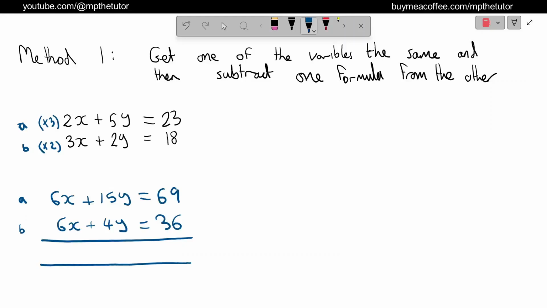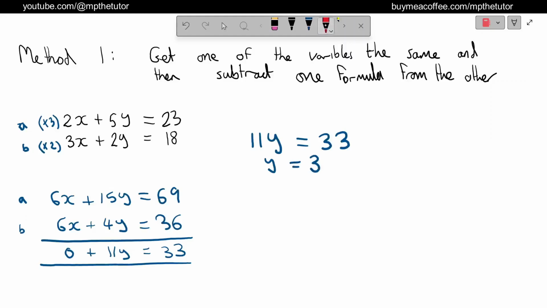Then what we do is we subtract B from A, or the top minus the bottom. So 6x minus 6x is 0. And here we have 15y minus 4y is 11y. And then that equals, well, 69 minus 36 is 33. So 11y equals 33. So we're going to divide both sides by 11. So that means that y equals 3.